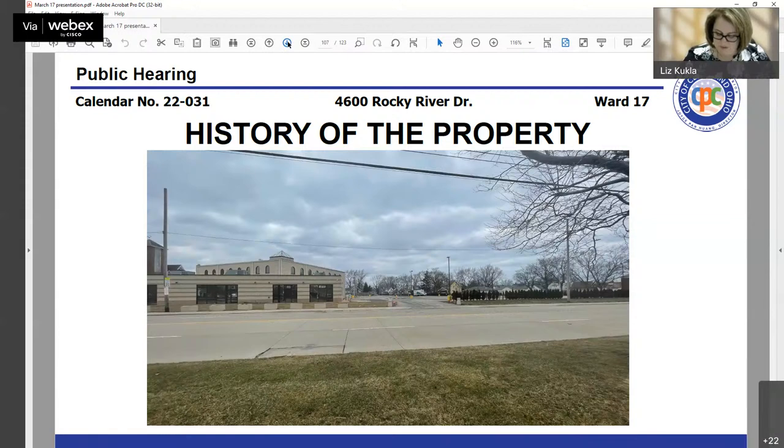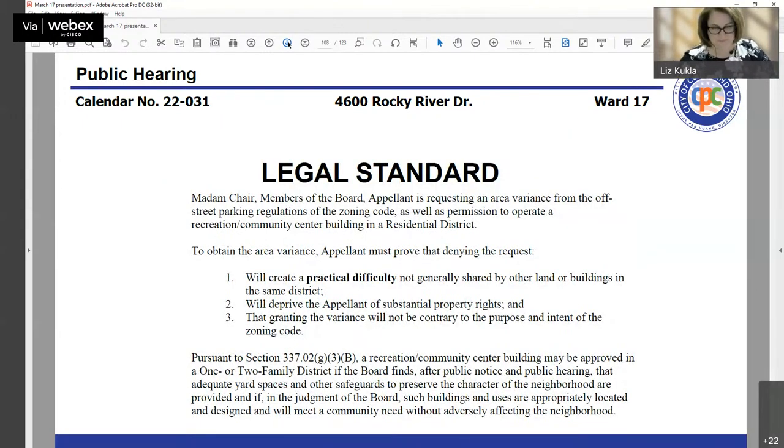2017, a permit was issued to build a 204 car parking lot. And then in 2018, a permit was issued to erect an addition on the southeast side. And that's all that I have, Madam Chair. Thank you. Legal standard, please.